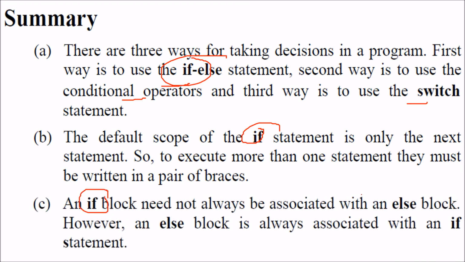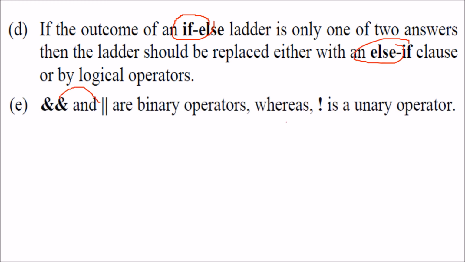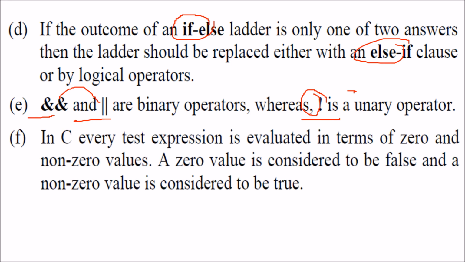Does the if block always need to be associated with an else block? No, not always. But an else block is always associated with an if statement. If the outcome of the if else ladder is only one of two, yes or no, the ladder can be easily replaced with else if or by the logical operators. AND and OR are binary operators; they require at least two expressions or values. The exclamation mark, NOT, is a unary operator and only requires one. In C, every test expression is evaluated in terms of 0; all other values apart from 0 are non-zero.